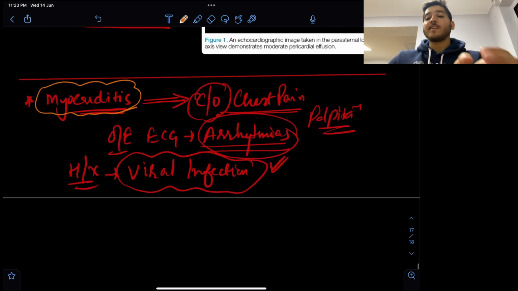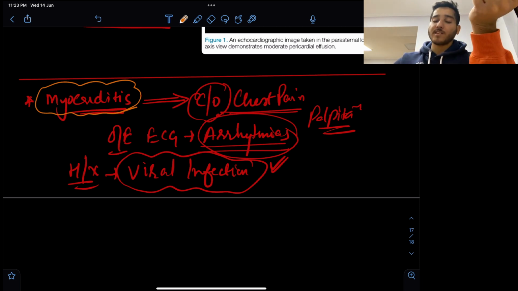Pericarditis can also occur after some viral infection, but there will be a pericardial friction rub, no arrhythmias like this.